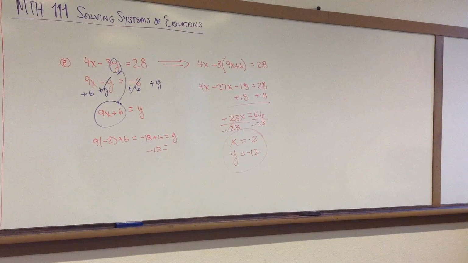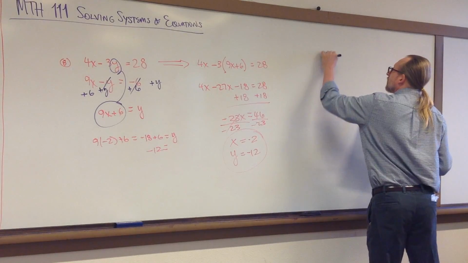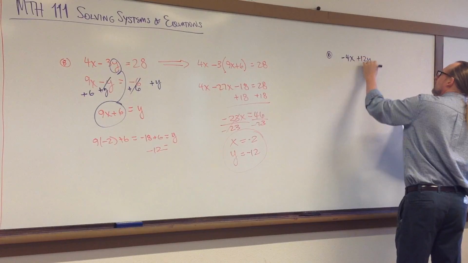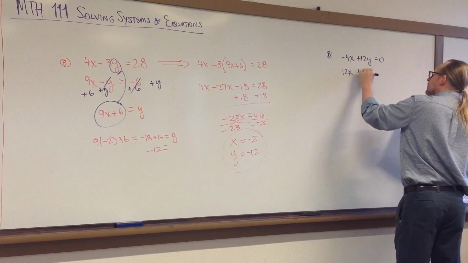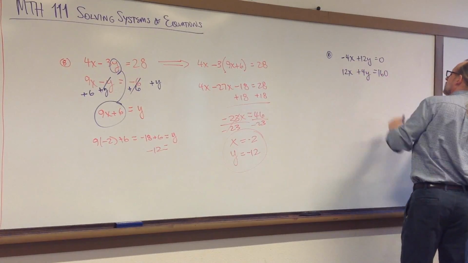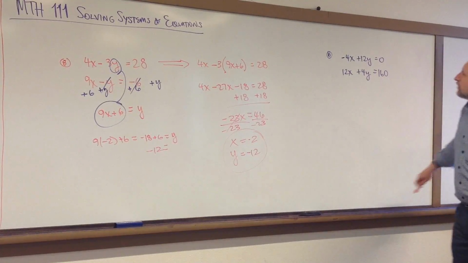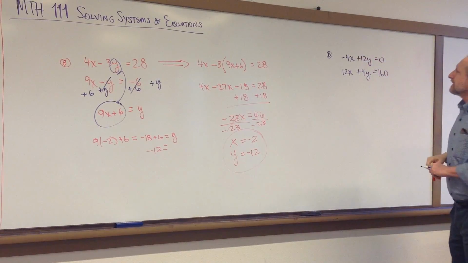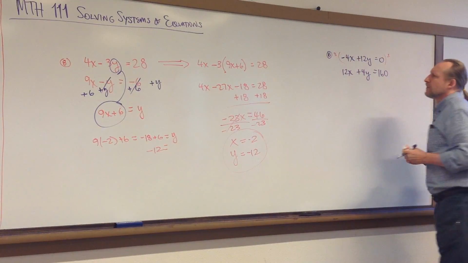All right. Let's look at problem 10. Negative 4x plus 12y equals 0. 12x plus 4y equals 160. All right, well, let's see. I don't want to try to isolate one of these. We could get the y by itself without too much trouble. But if we just multiply the top by 3, then it looks like it should cancel out those x's pretty well.